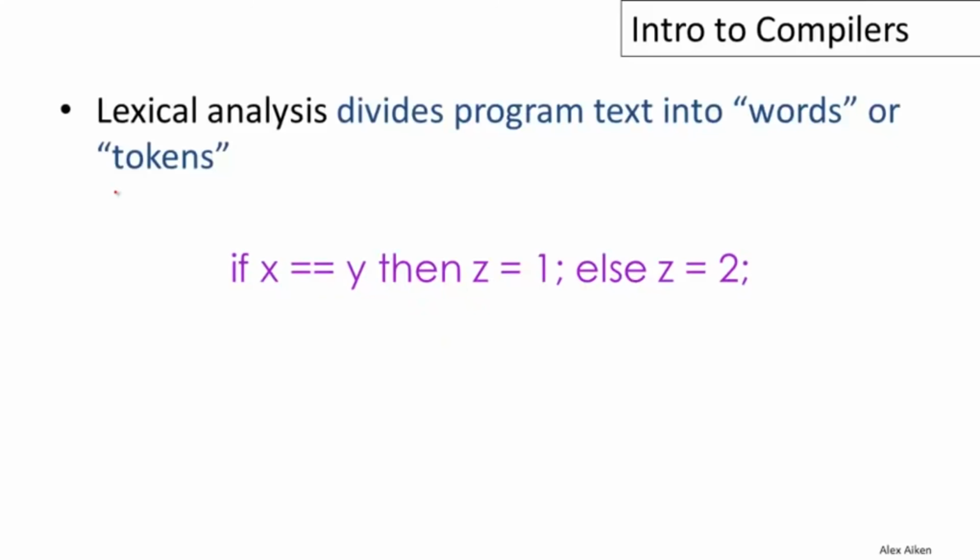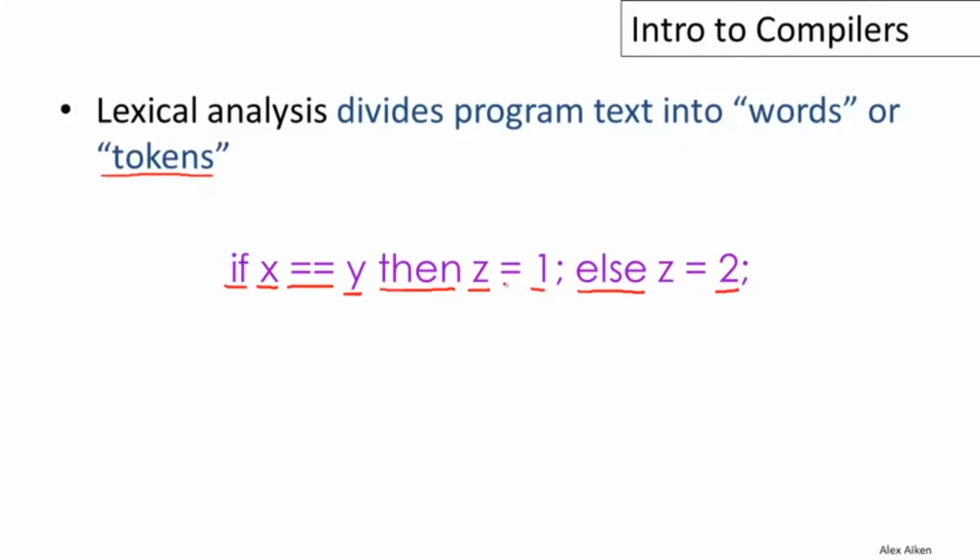The goal of lexical analysis, then, is to divide the program text into its words, or what we call in compiler speak, the tokens. So here's an example piece of program text now instead of a piece of English text. And let's walk through this and identify the tokens. So there are some obvious ones. There are keywords like if, then, and else that we want to identify. And then there are variable names, things like x and y and z. There's also constants, things like the number 1 and the number 2. And then there are some operators.